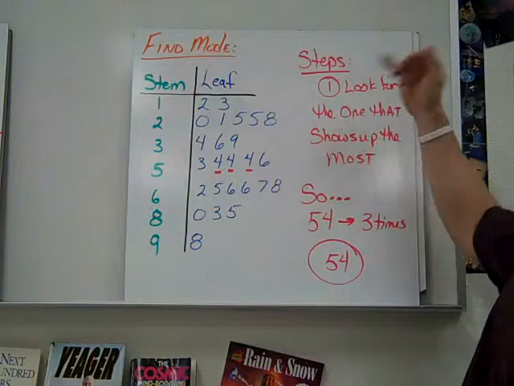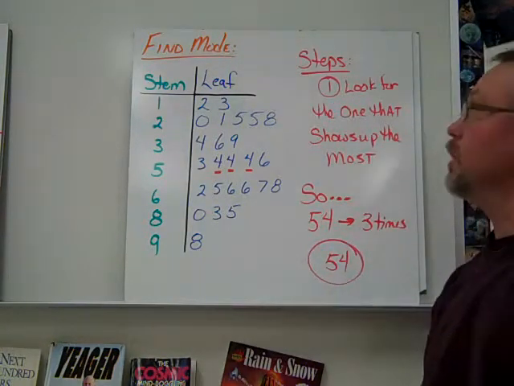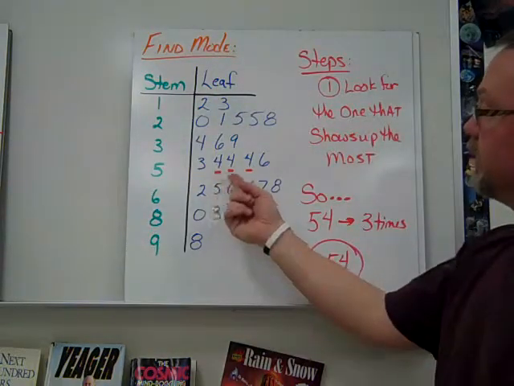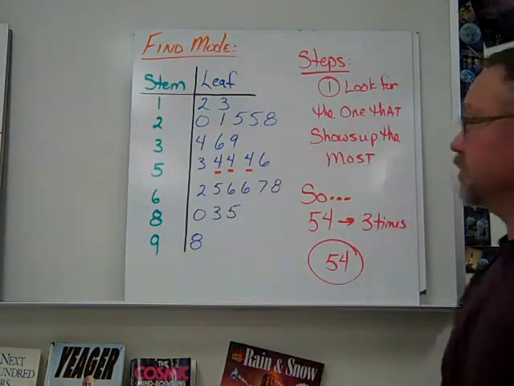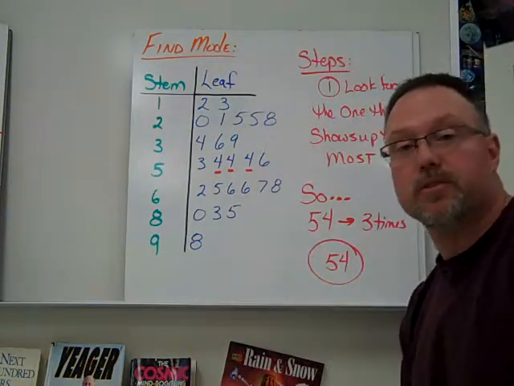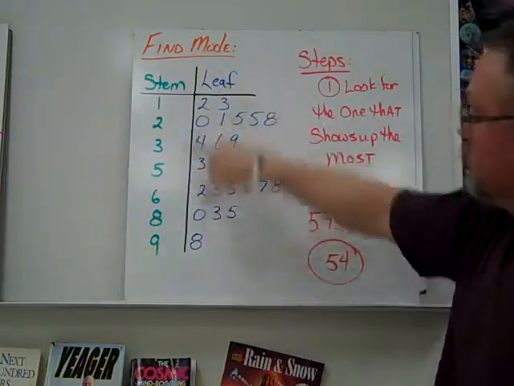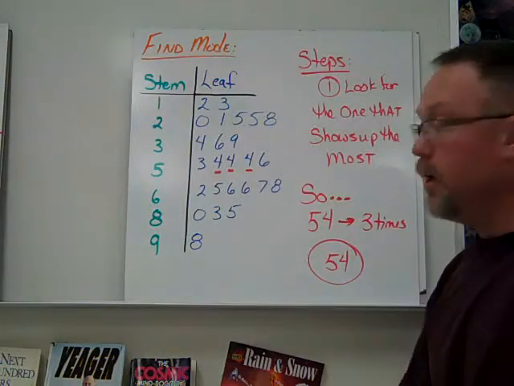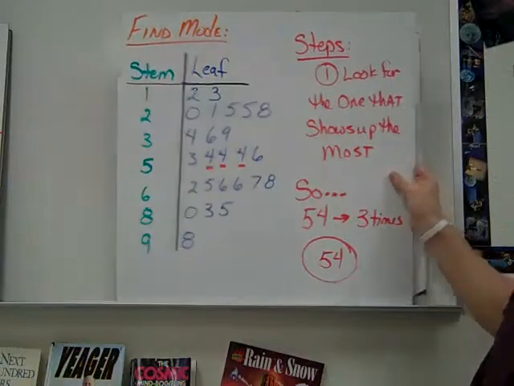Steps for this one is simply just one of them. Look for the one that shows up the most. Remember, mode is the one that shows up the most frequently. So in this case, our number that shows up the most is 54. So it shows up 3 times. So that's our answer for 54. So in mode, that's kind of the easy one, because you just look over in the leaf part and say, okay, which number shows up the most times? Match it up with the stem, and you've got yourself your answer.